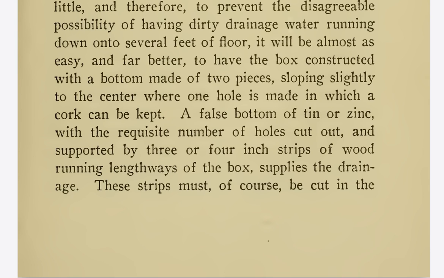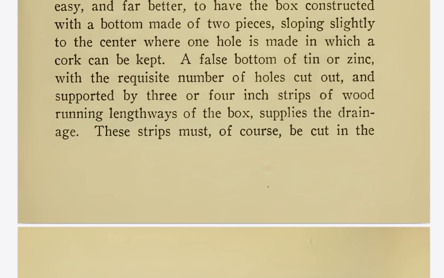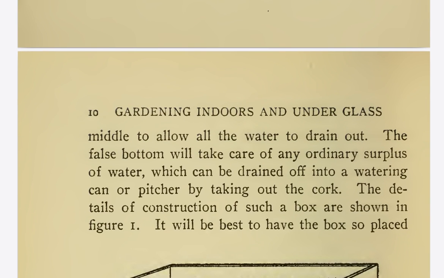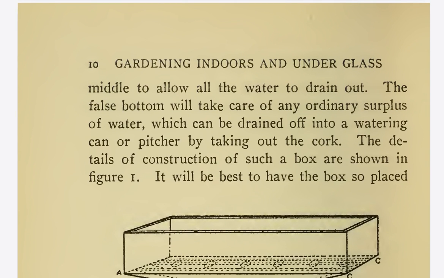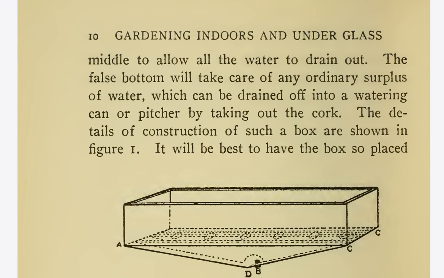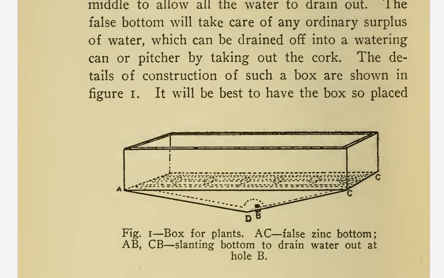A false bottom of tin or zinc with the requisite number of holes cut out and supported by 3 or 4 inch strips of wood running lengthways of the box supplies the drainage. These strips must, of course, be cut in the middle to allow all the water to drain out. The false bottom will take care of any ordinary surplus of water, which can be drained off into a watering can or pitcher by taking out the cork. The details of construction of such a box are shown in Figure 1.